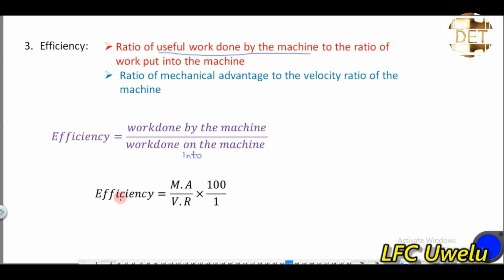So efficiency can also be equal to mechanical advantage over velocity ratio, from the second definition, that it is the ratio of mechanical advantage to the velocity ratio of a machine. So efficiency is equal to mechanical advantage over velocity ratio times 100 over 1. Efficiency is equal to work done by the machine over work done on the machine, or work put into the machine, times 100 over 1. Efficiency is usually expressed in percentage, right?